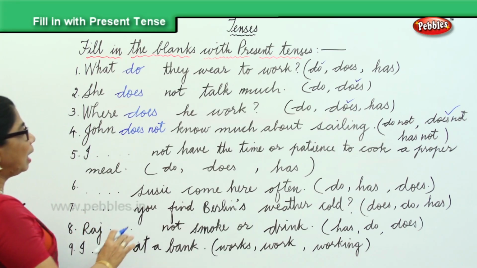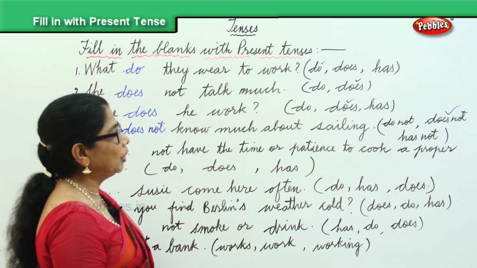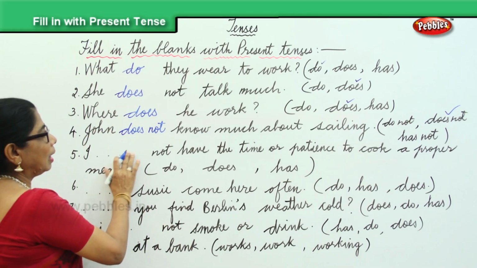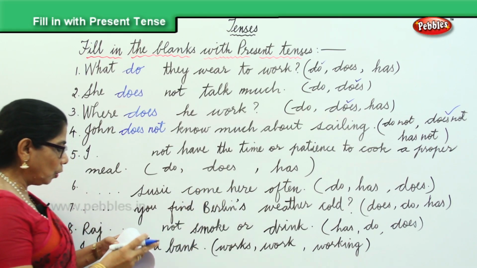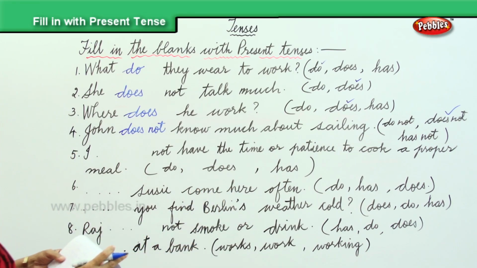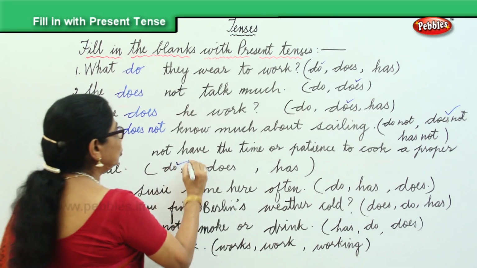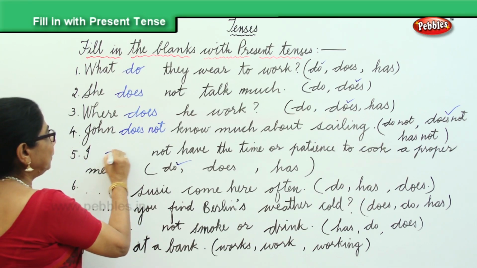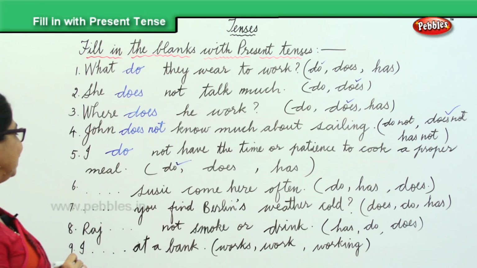And the fifth one: I not have the time or patience to cook a proper meal. I does not have much time, or I do not have? I do not have the time or patience to cook a proper meal.